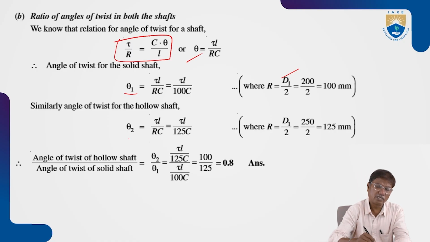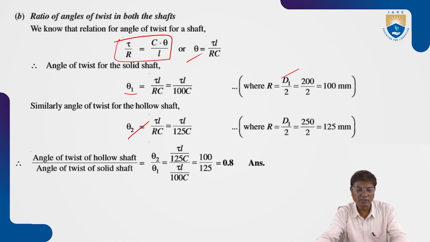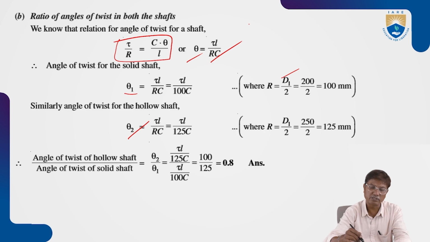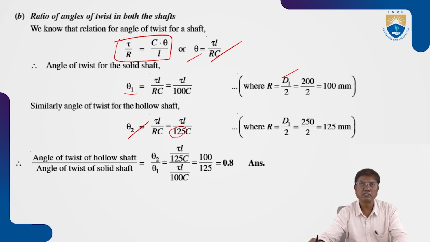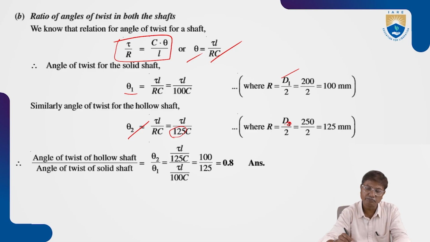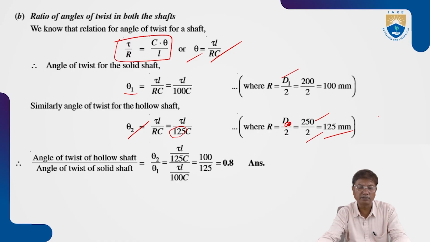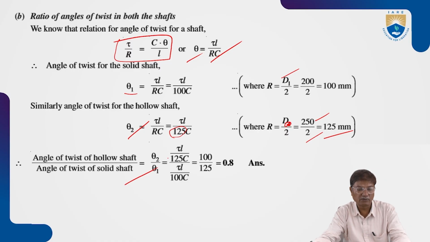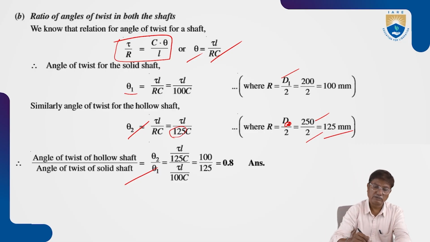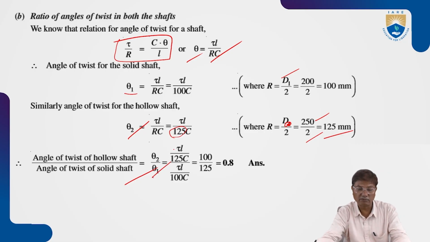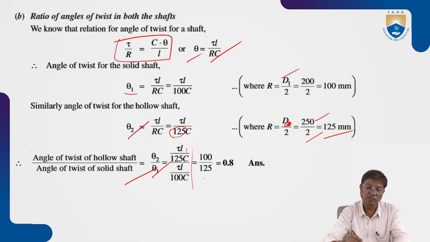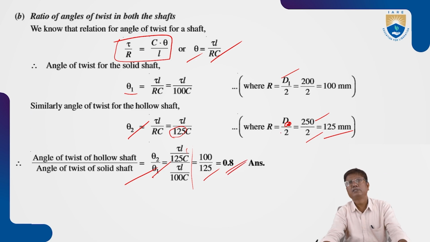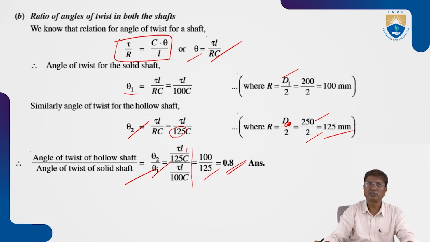And the angle of twist for the hollow shaft is the same, tau L by R C. But the only thing is here R is 125, because the outer diameter D is 250 mm, divided by 2, that is 125. So the angles of twist of hollow and solid shafts will be in the ratio of theta 2 by theta 1, which is 100 by 125. That is 0.8, the ratio of angles of twist.